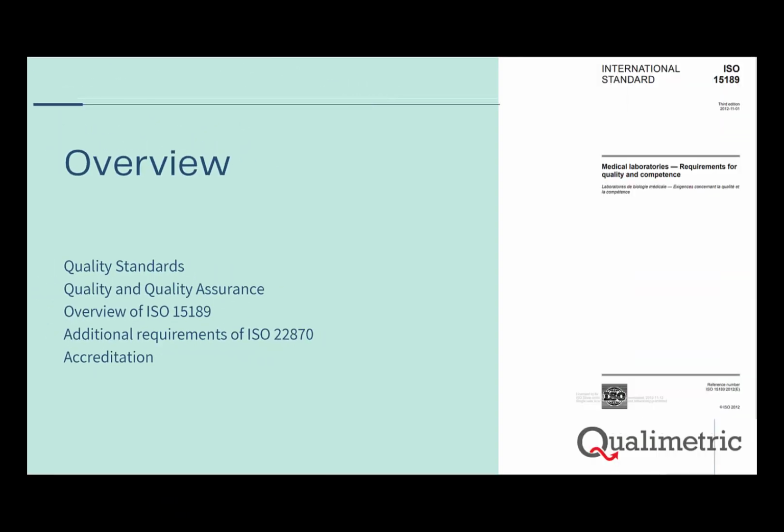So we're going to cover a few topics today. One is a bit about quality standards that apply and some of the principles behind quality and quality assurance. Secondly, I'm going to give a quick overview of the content of 15189. And then we'll have a look at some of the additional requirements that apply to point of care, which is ISO 22870, which sit on top of the requirements of 15189. And then finally, I'll talk a little bit about accreditation, particularly in the UK, about how you might obtain UKAS accreditation. So I hope you find this session of use, and let's get started.